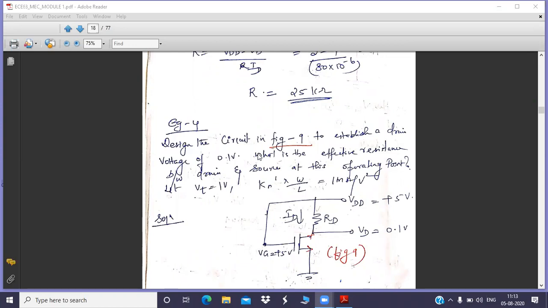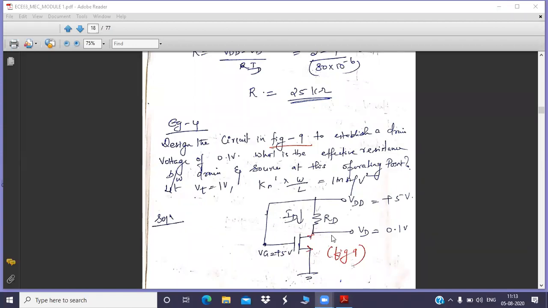Since RD has been connected between VDD and VD, you are going to subtract these two voltages and divide by current ID. That is nothing but your RD. In the circuit you have VDD and VD, the two voltages given in the question directly, but you don't have ID. Understood? That is the difference between the previous question and this question.